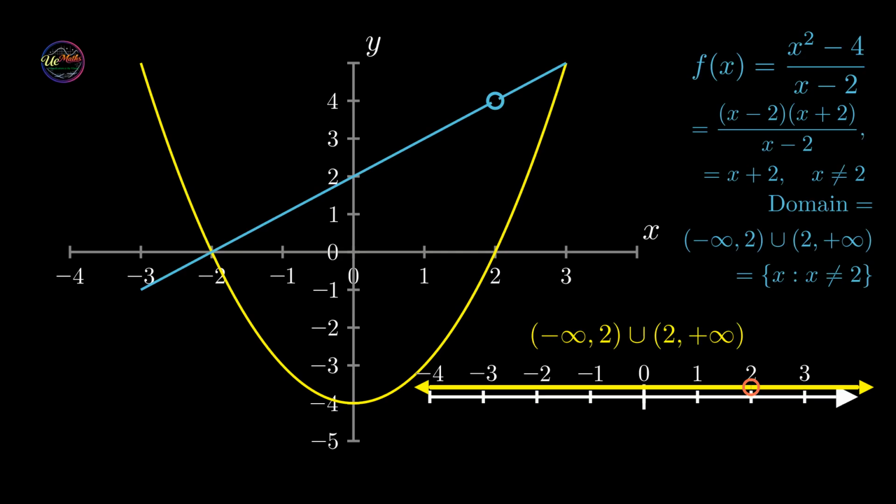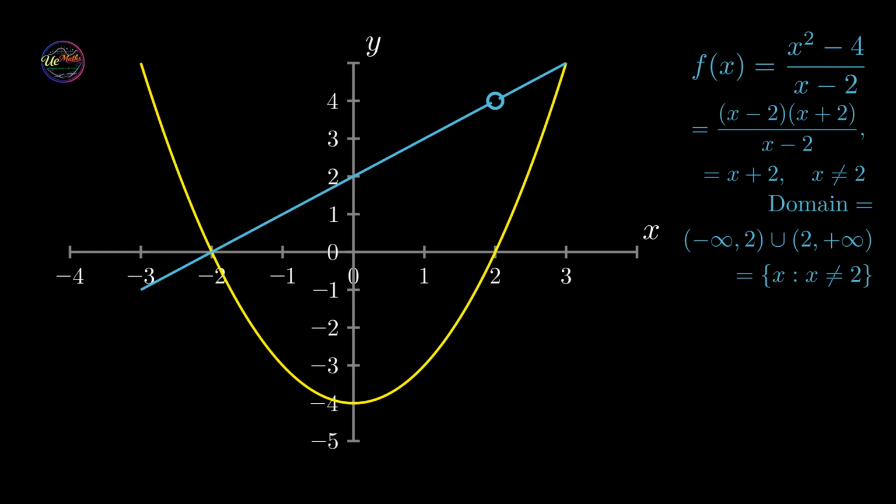After cancellation, the function simplifies to f of x equals x plus 2, with the condition that x is not equal to 2. This means the graph is a straight line with a hole. That is a removable discontinuity at the point where x equals 2. The domain is all real numbers except x equals 2. Domain equals the union of the open interval from negative infinity to 2 and the open interval from 2 to positive infinity.